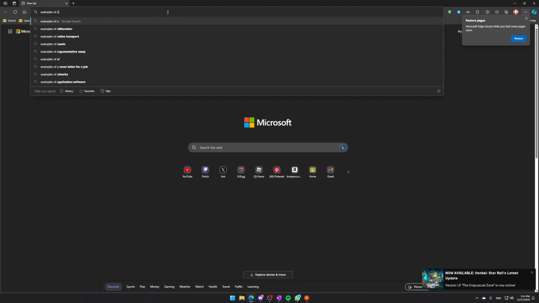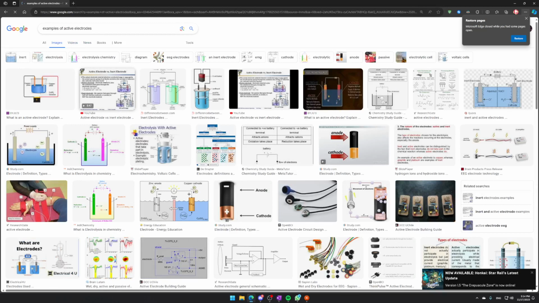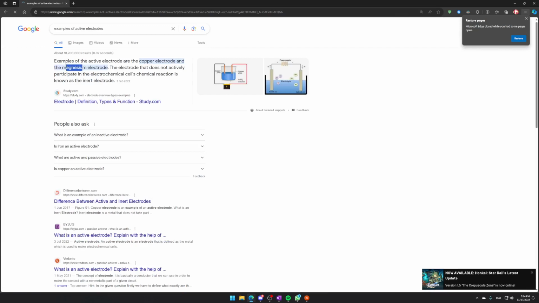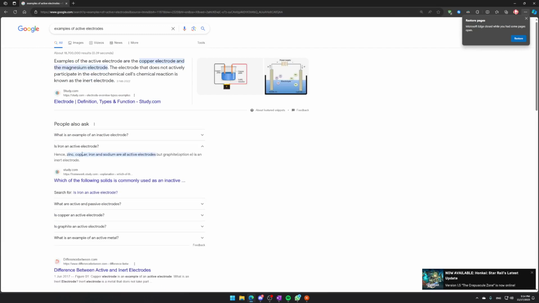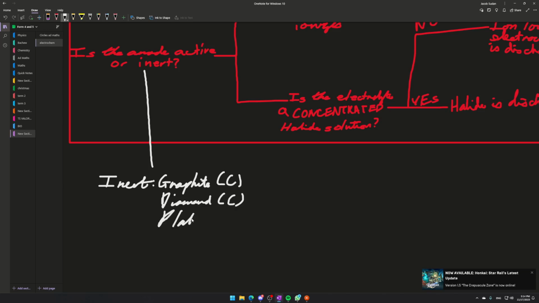So examples of active electrodes: copper, magnesium, any others? Zinc, copper, magnesium, iron, sodium. The only ones that aren't active would be graphite, which is just carbon, diamond, which is also just carbon, and platinum. Platinum is basically unreactive.